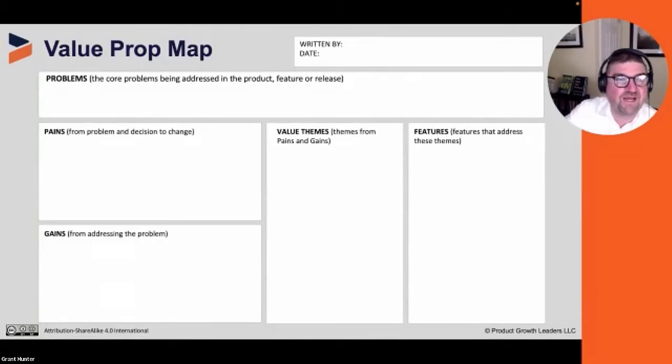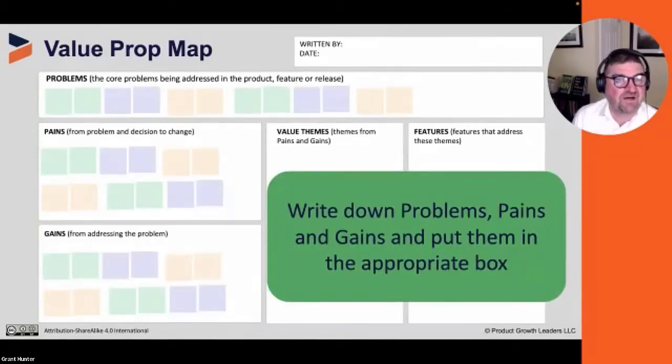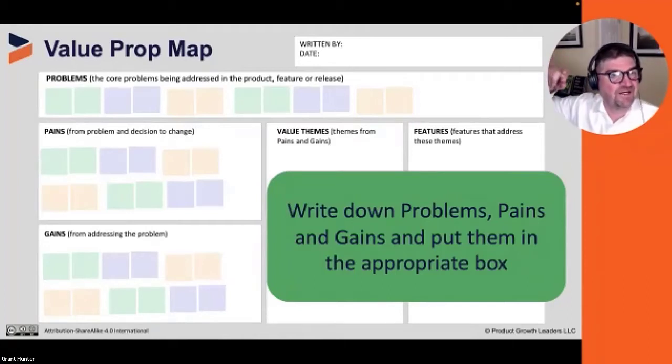And so what you do in an exercise, this is a great exercise that can be done in Miro, that's where we do it with a lot of our clients, or if you're in person, you can simply draw these boxes on a whiteboard, right? And use Post-it notes. And I like to use a different color for each person. Each person gets their own color. And put the Post-it notes up. Take 15, 20 minutes and say, okay, write down the core problems being addressed by the product or the feature or release. And people can put them there. Write down the pains from the problem and the decision to change, right? And then the same with the gains. And all of a sudden, we end up with a whole bunch of Post-it notes. And this is where the fun part or hard part comes in.